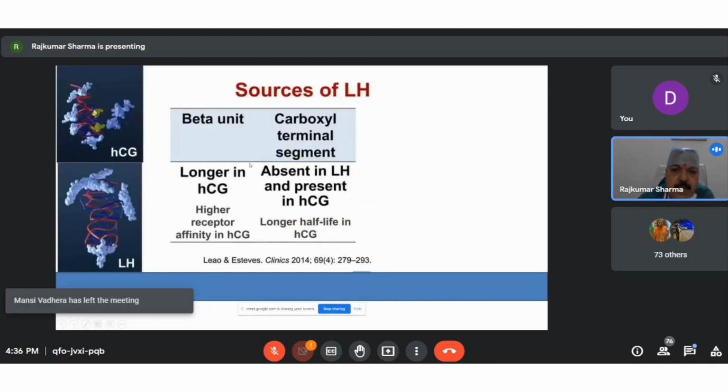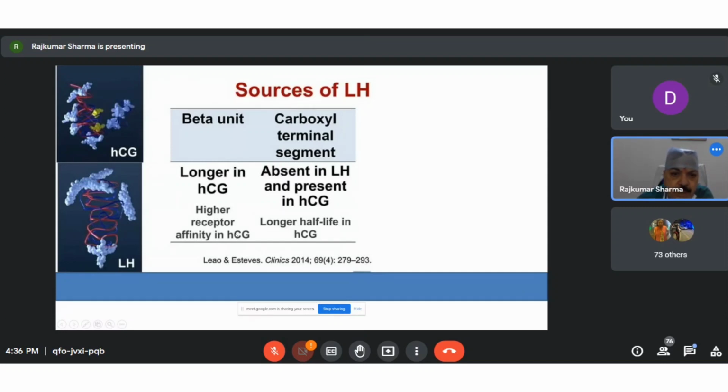So basically, the source of LH is either SCG, which is a surrogate LH, or the original molecule, the recombinant LH. Now, what is the difference? It is the beta unit of the SCG, which acts as the LH, and it is longer in the case of SCG in comparison to the LH. So with the result, they have a higher receptor affinity in the case of SCG.